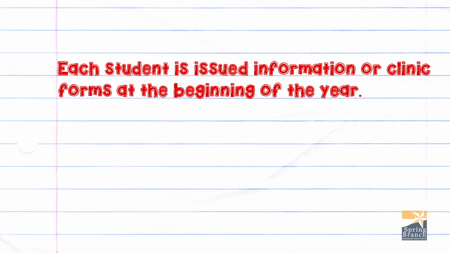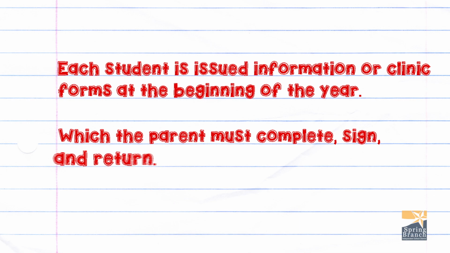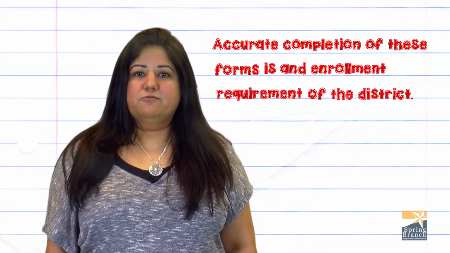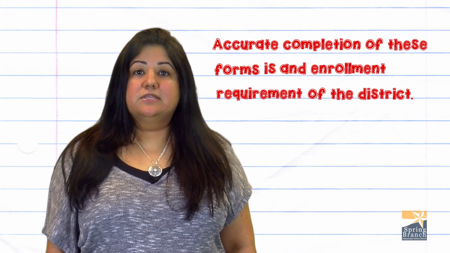In addition to immunization records, each student is issued information or clinic forms, which the parent must complete, sign, and return. The information on these forms is of vital importance in giving the administrators and clinic staff directions for proper care of the student in case of injury, illness, or other emergencies. Accurate completion of these forms is an enrollment requirement of the district.